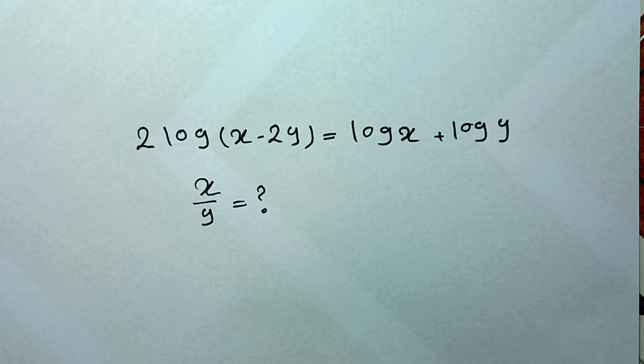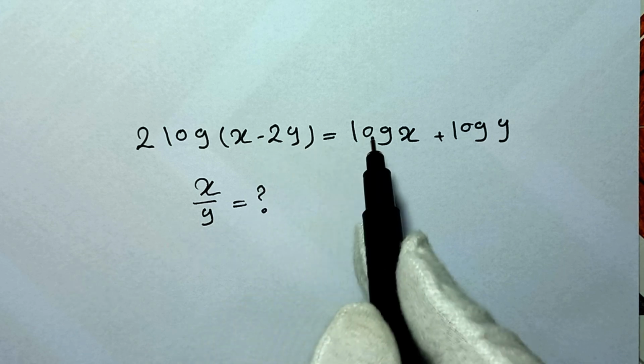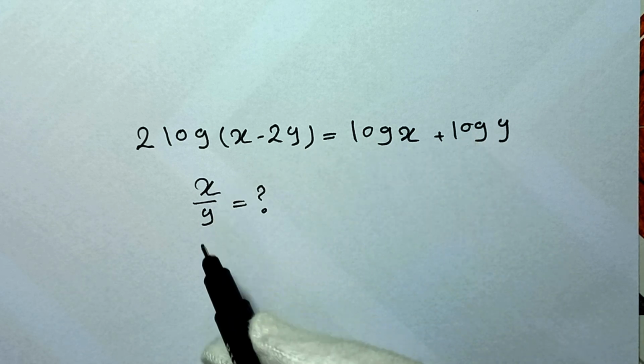Hello my friends, you're welcome to solve this math problem, which is 2 log (x minus 2y) is equal to log x plus log y. Find the value of x over y.